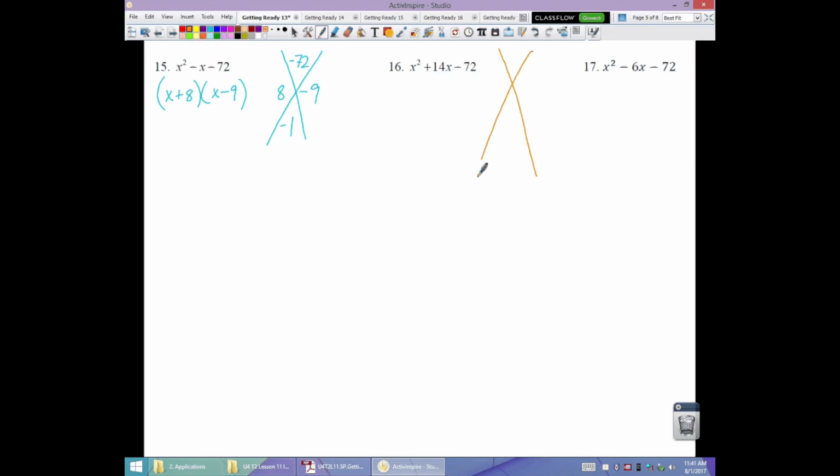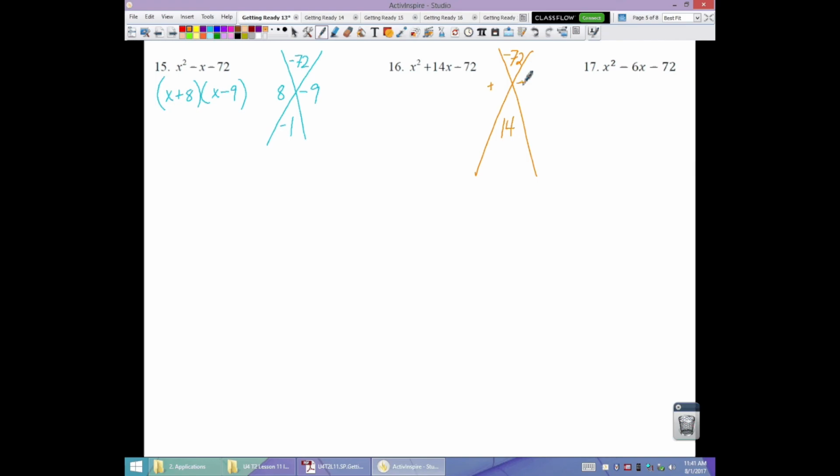Number 16, still working with negative 72, but now we want our sum to be 14. So this would probably not be one of the multiplication tables that you learned in 3rd grade, but there are two factors of 72 that are different by 14. Okay, they need to be different by 14 because we have one of each sign, one positive and one negative. So as you start going through the things that you already know equal 72, like 8 times 9, that doesn't work. 6 times 12, that doesn't work. 1 times 72 doesn't work.